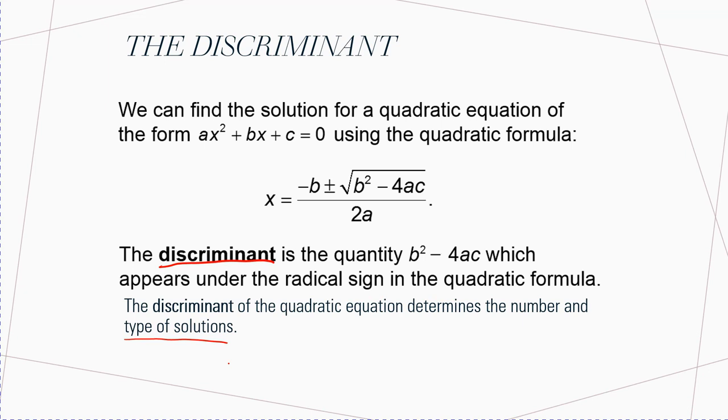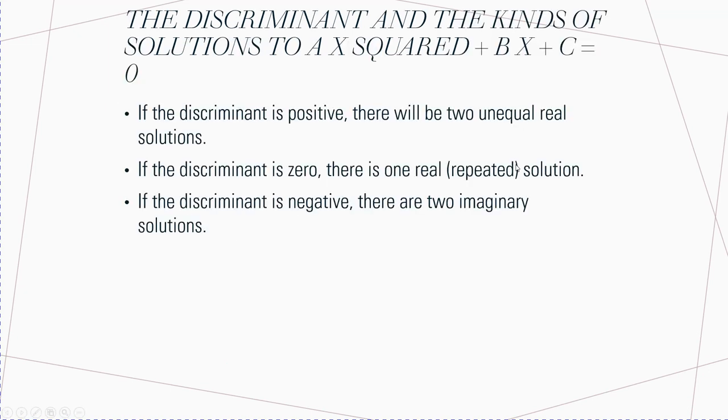So what I mean is if you were to just look at the value of b squared minus 4ac, if the discriminant is positive, there will be 2 unequal real solutions. If the discriminant is 0, there is 1 real repeated solution. Just 1 real solution. And if the discriminant is negative, there are 2 imaginary solutions.